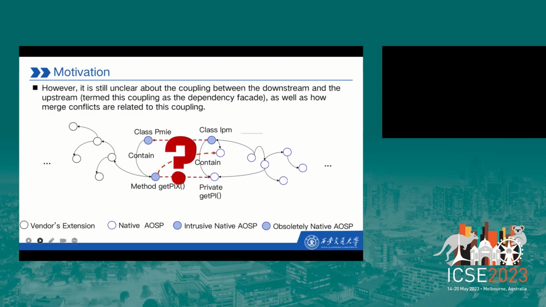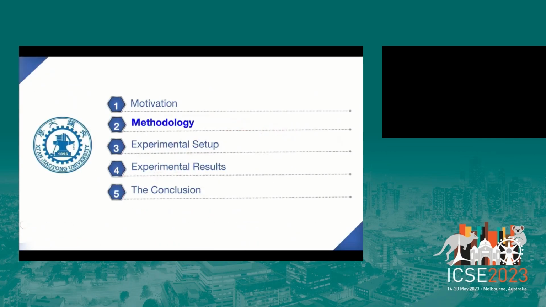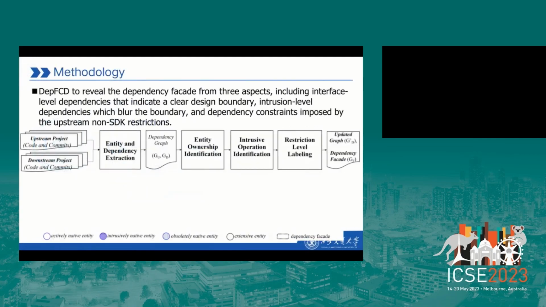But it's still unclear how the downstream and the upstream are coupled, which we termed the dependency facade, as well as how merge conflicts are related to this coupling. Then comes our main methodology. To address this issue, we first proposed DeepFCD to reveal the dependency facade from 3 aspects, including interface-level dependencies, intrusion-level dependencies, and dependency constraints, which are imposed by the upstream non-SDK restrictions.